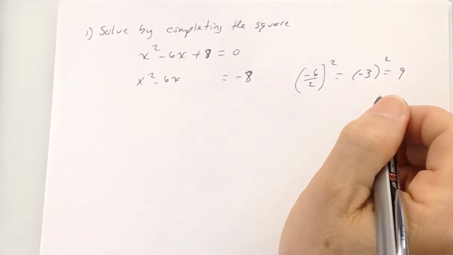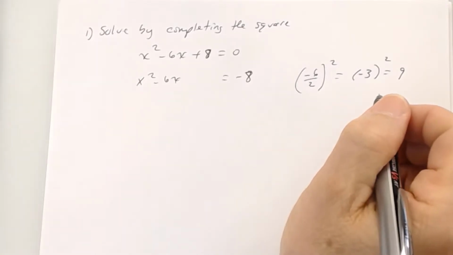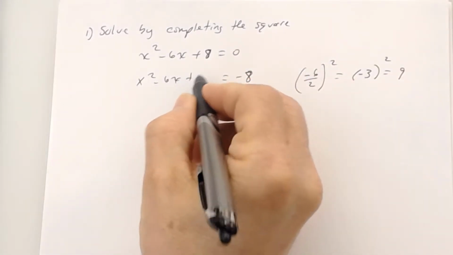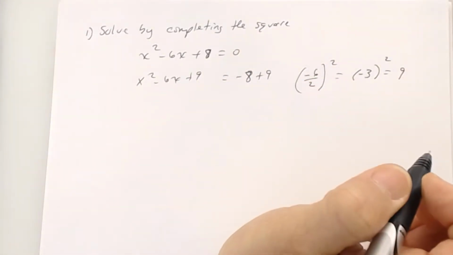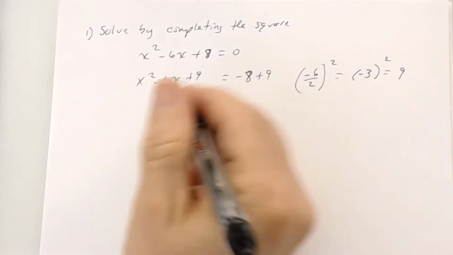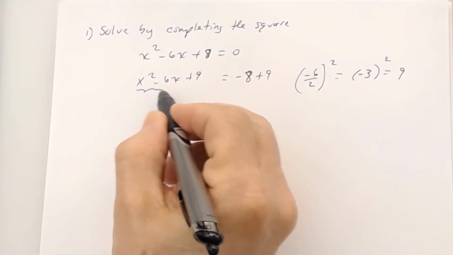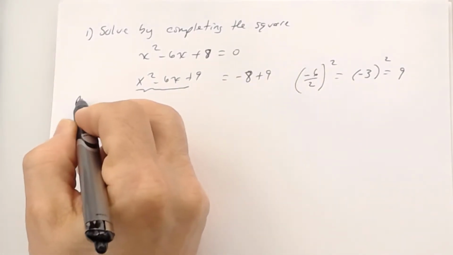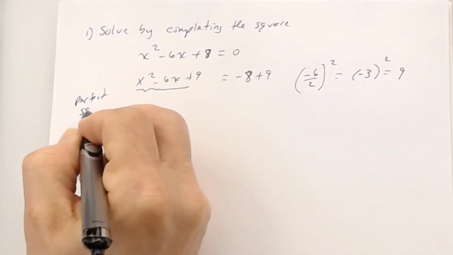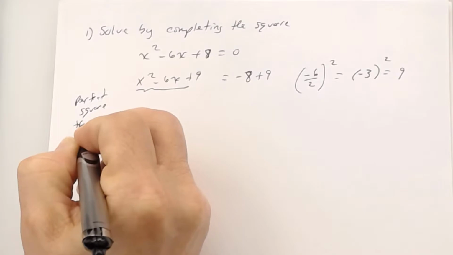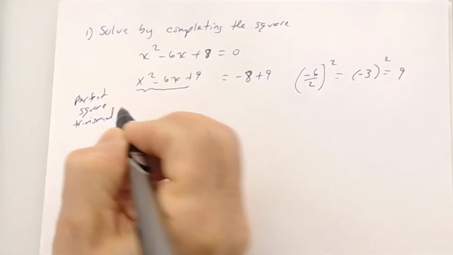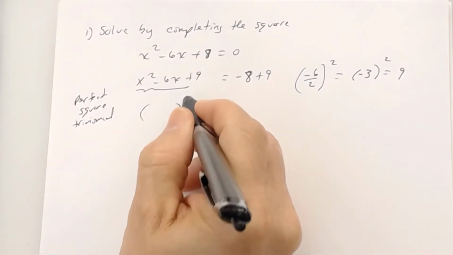You add it to both sides. Remember, what you do to one side, you do to the other. And so now remember, if you're doing this correctly, the left side, this trinomial, shall now be what's called a perfect square trinomial, which means I can write it as a binomial squared.